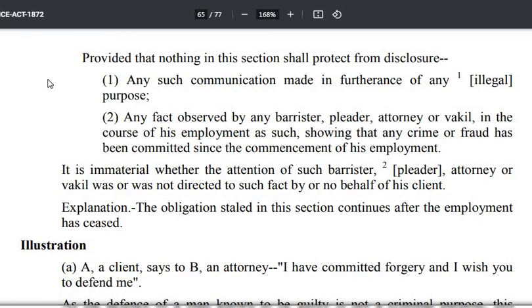Now proviso, provided that nothing in this section shall protect from disclosure. अब दो exceptions हैं. अगर ये दो exceptions में matter fall कर गया, then the evidence can be given. Number one, any such communication made in furtherance of any illegal purpose. What do you mean by that?